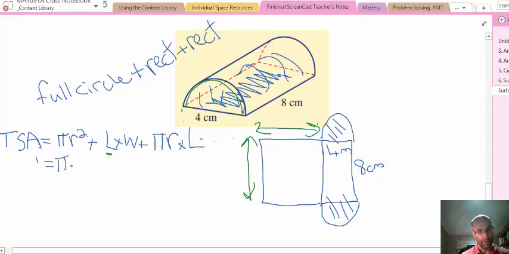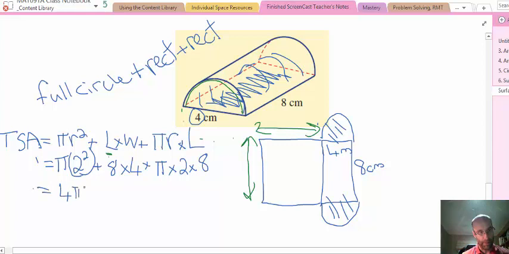Let's put some numbers in. So it's pi. Now the radius is 2. See that? That's a diameter. So the radius is 2. So 2 squared plus 8 times 4 plus pi times, again, the radius is 2 times the length, which is 8. That's 4 pi plus 32.